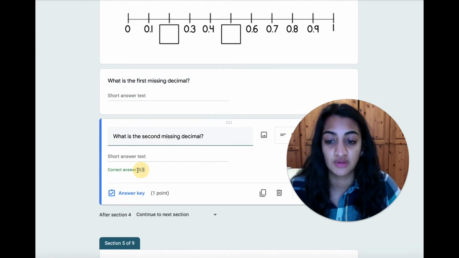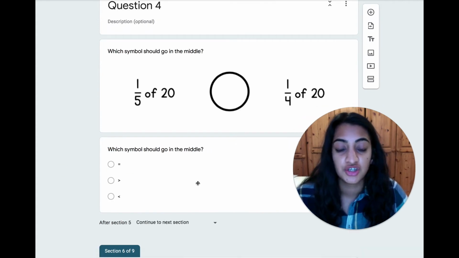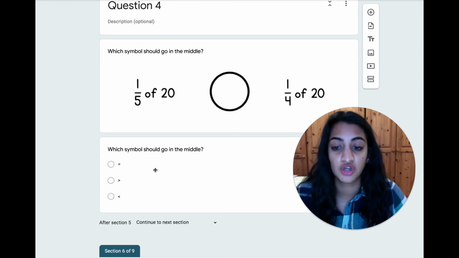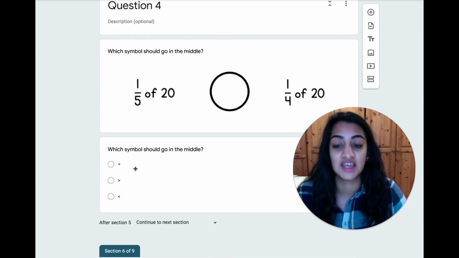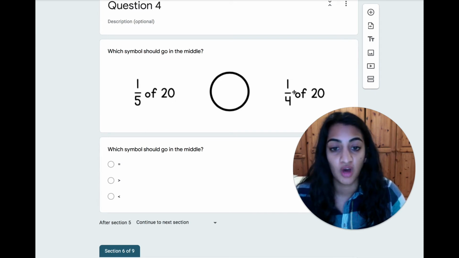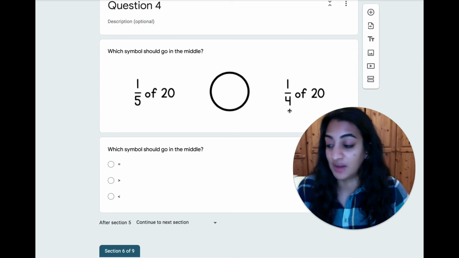Now the next question asked us to do a comparison. I know it's a comparison because it asked me which symbol should go in the middle, and they gave me 3 different symbols that we normally use when we're doing comparison of greater than, less than, and equal to. I think a lot of people might not have realised they needed to do some working out for this question. It says 1/5 of 20 or 1/4 of 20. So it's asking us a fraction of an amount.